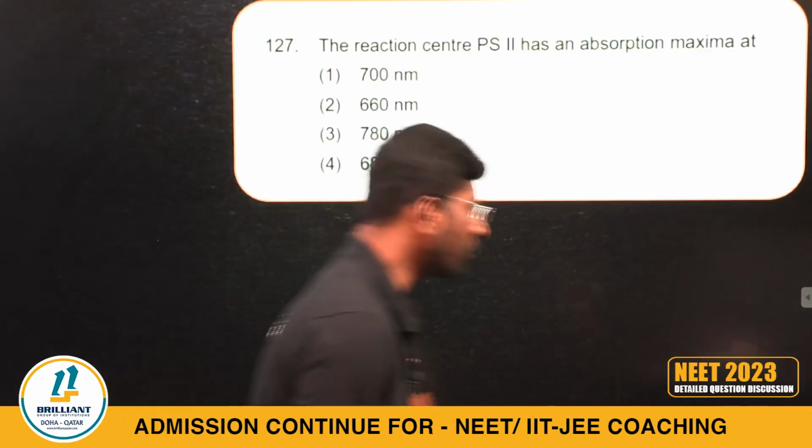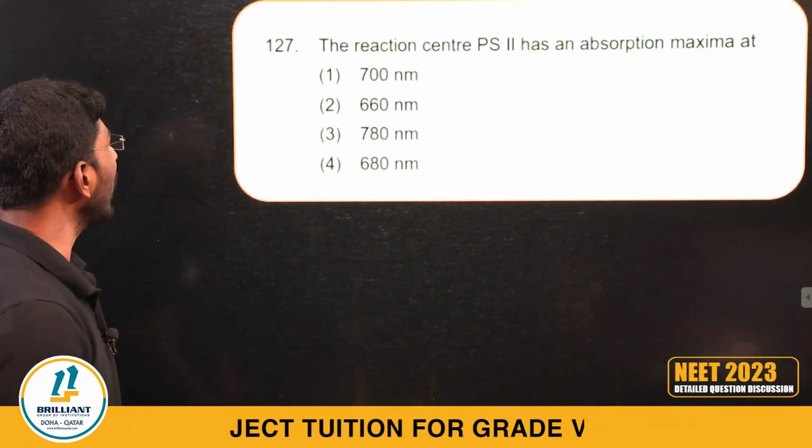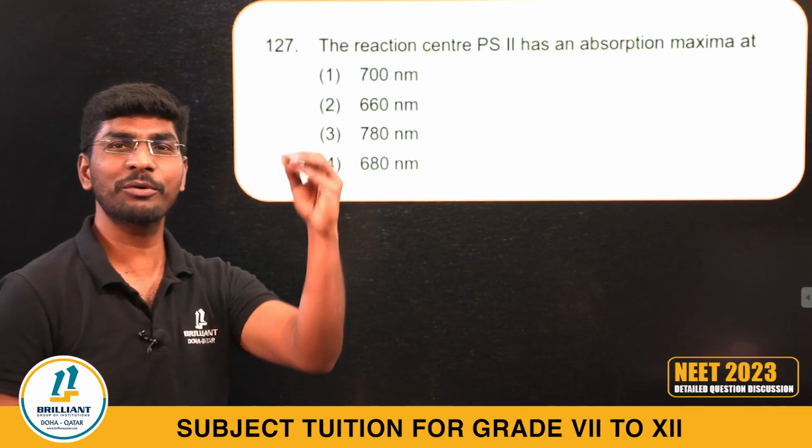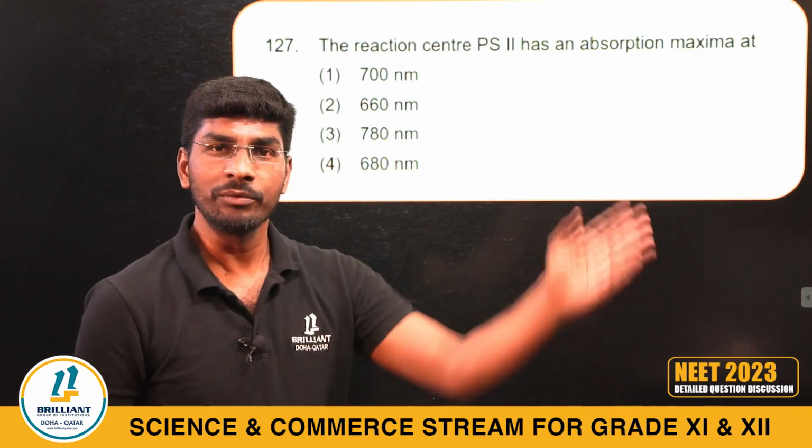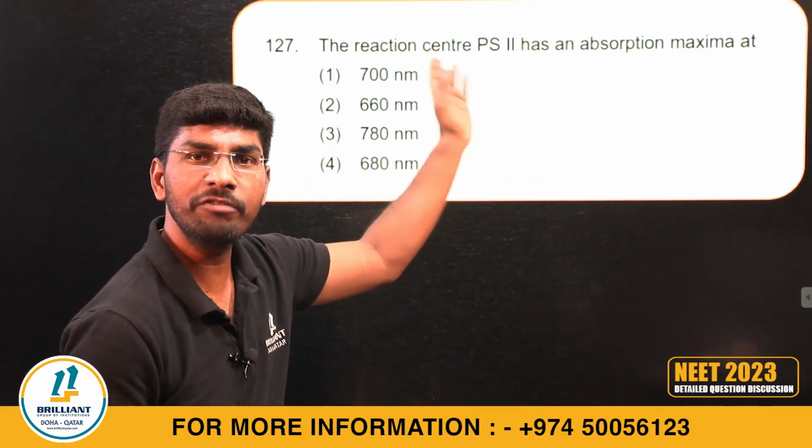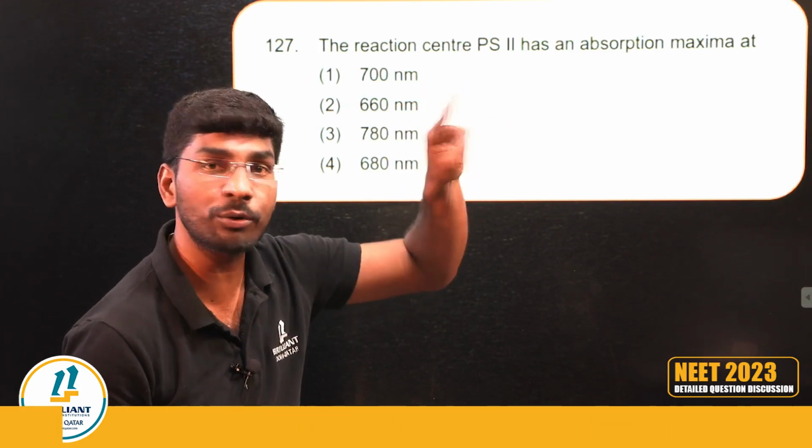Come to 127. 127, a very simple question from the photosynthesis chapter. This is the photosynthesis chapter, a very simple question. Second question, what is that?